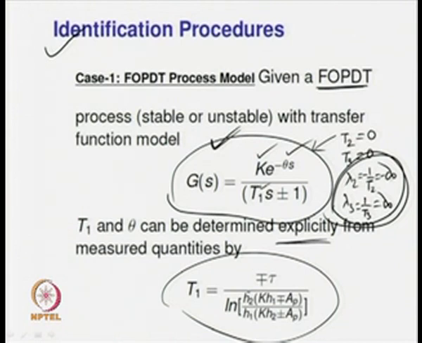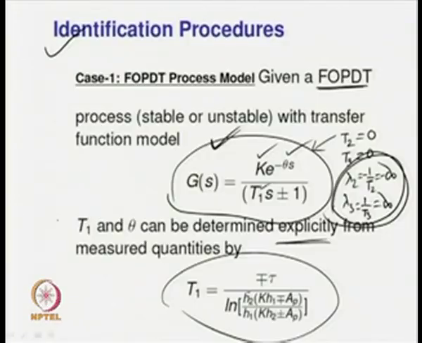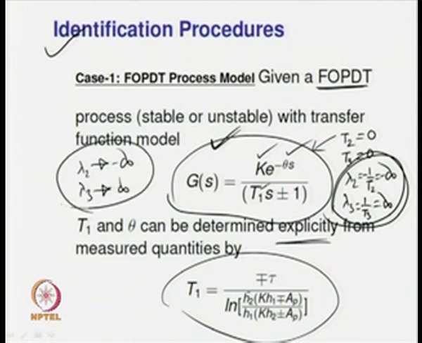So, what I am going to do now: whatever four analytical expressions we have derived earlier, with the substitution of the limiting values that lambda 2 tends to minus infinity and lambda 3 tends to infinity, I am going to rewrite those expressions and find explicit expressions for the unknowns associated with the transfer function model. Those unknowns are theta and T 1, and k can be found by some other technique. Okay. We will assume that k is known.